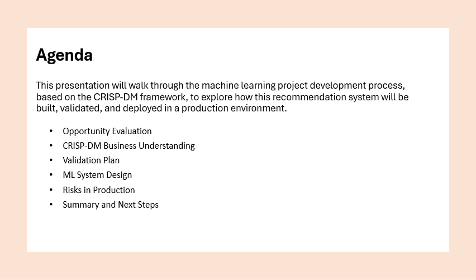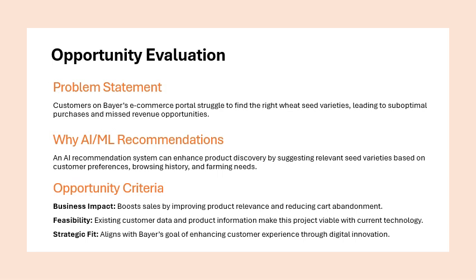So we'll start with opportunity evaluation, then we will go through business understanding, then validation plan, then ML system design, then risks in production. We'll talk about that, and then in the concluding slide we will talk about the summary and the next steps. So let's dive into opportunity evaluation. That's the first stage of our CRISP-DM process.